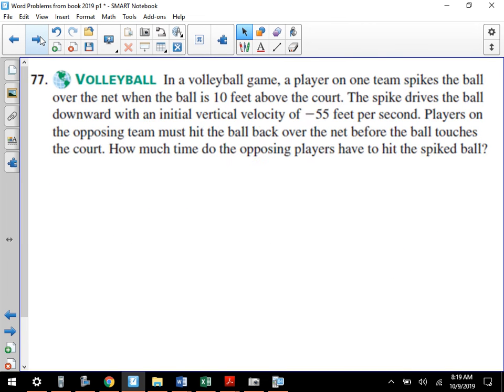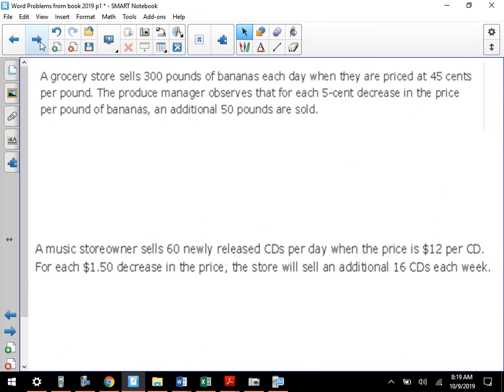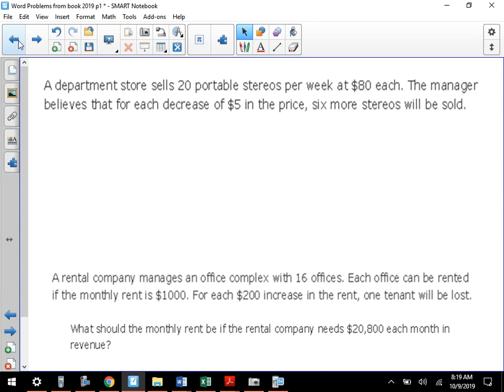Page 11. A department store sells 20 portable stereos per week at $80. The manager believes that for each decrease of $5 in price, 6 more stereos will be purchased. Okay? So this is missing a whole lot. When I went to put this in here, I think I covered up the second part somehow. The question here was going to be, at what price would they sell the most?